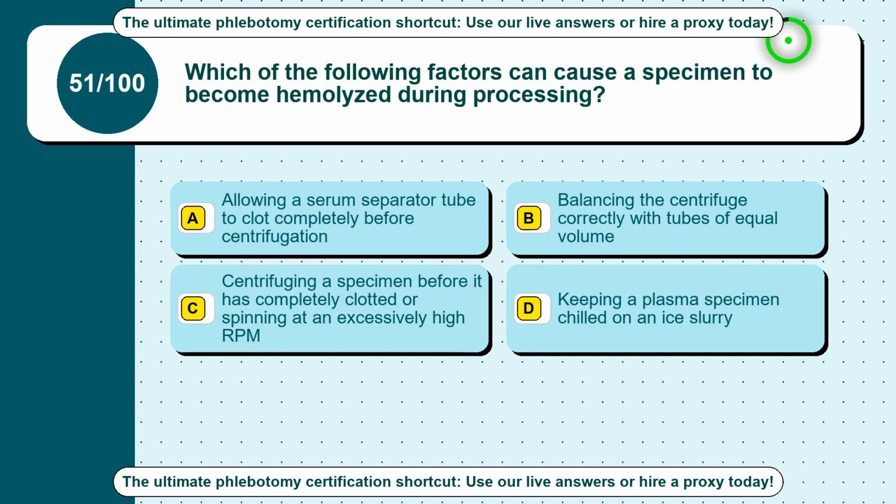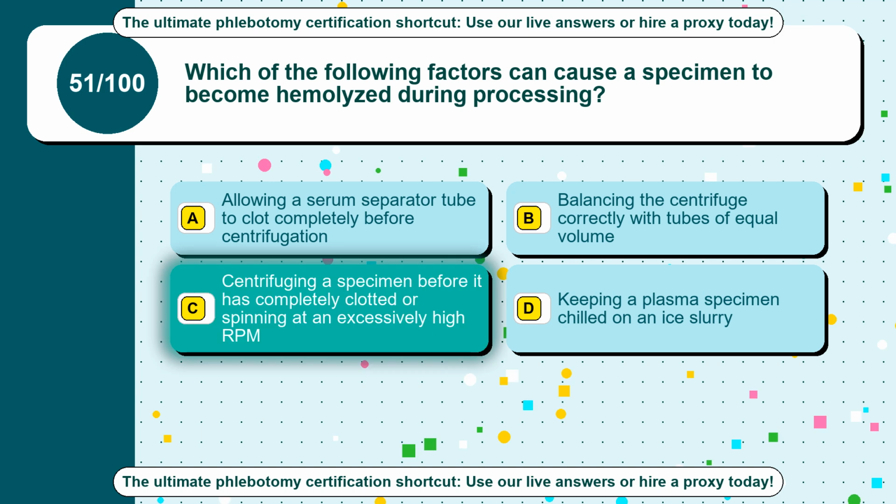Question 51. Which of the following factors can cause a specimen to become hemolyzed during processing? Option A. Allowing a serum separator tube to clot completely before centrifugation. Option B. Balancing the centrifuge correctly with tubes of equal volume. Option C. Centrifuging a specimen before it has completely clotted or spinning at an excessively high RPM. Option D. Keeping a plasma specimen chilled on an ice slurry. The correct answer is option C.